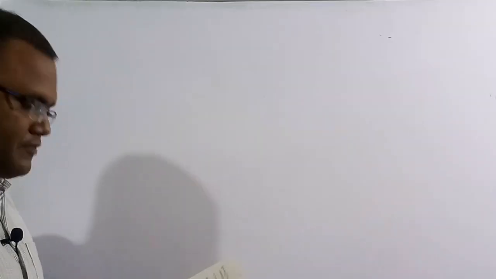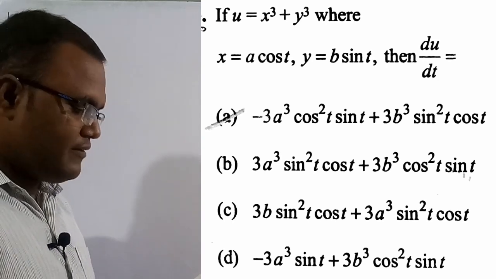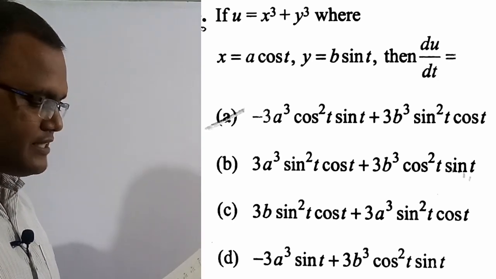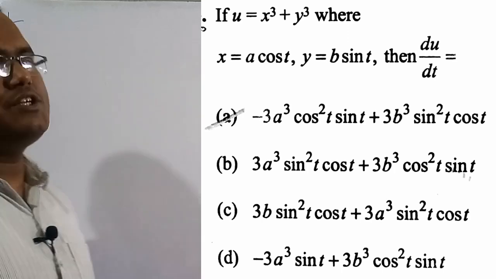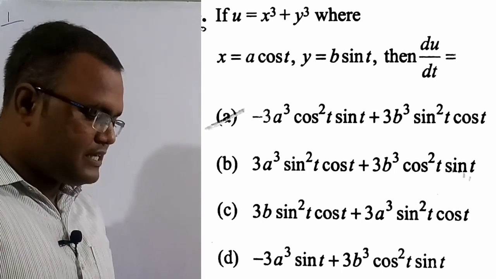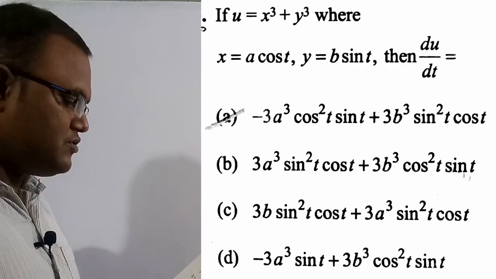So let's get started. Now we are going to solve the first question. See the question here. If u is equal to x cube plus y cube, where x is equal to a cos t and y is equal to b sin t, then we have to figure out du by dt. So what are the four options? Option A is the correct solution of this question. So let's solve this numerical.